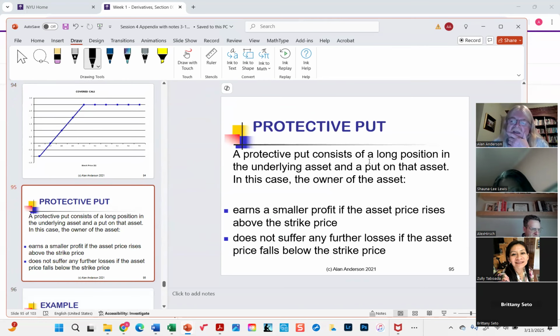Now, the protective put, on the other hand, this to me makes a lot of sense, because what you're doing is you're buying the stock, or you already own the stock, and then you're buying a put.